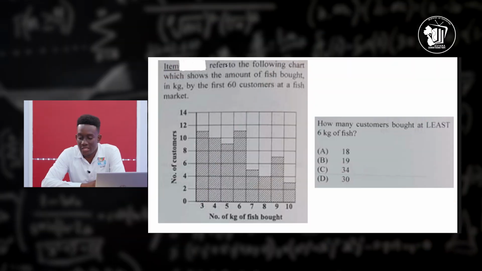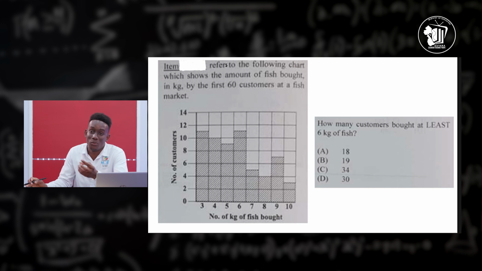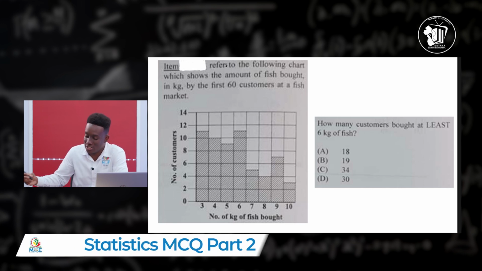So this one says, the item refers to the following chart which shows the amount of fish bought in kg by the first 60 customers at a fish market. How many customers bought at least 6 kg of fish? So let's see, at least 6 kg of fish would mean 6 and more. How many of them bought 6 and more? If I tell you walk with at least $1,000, that means you will walk with $1,000 and more, at least 1,000. So at least 6 kg would be 6 kg and more.